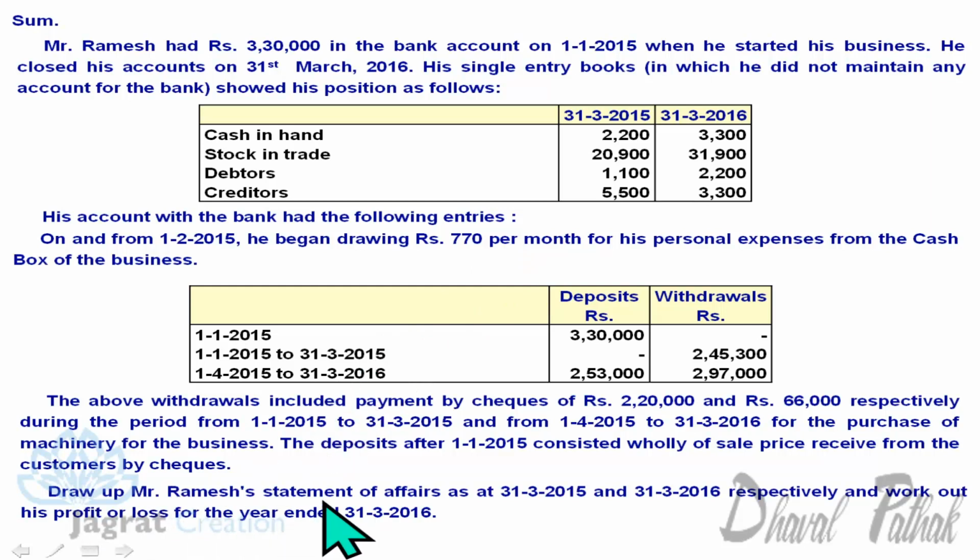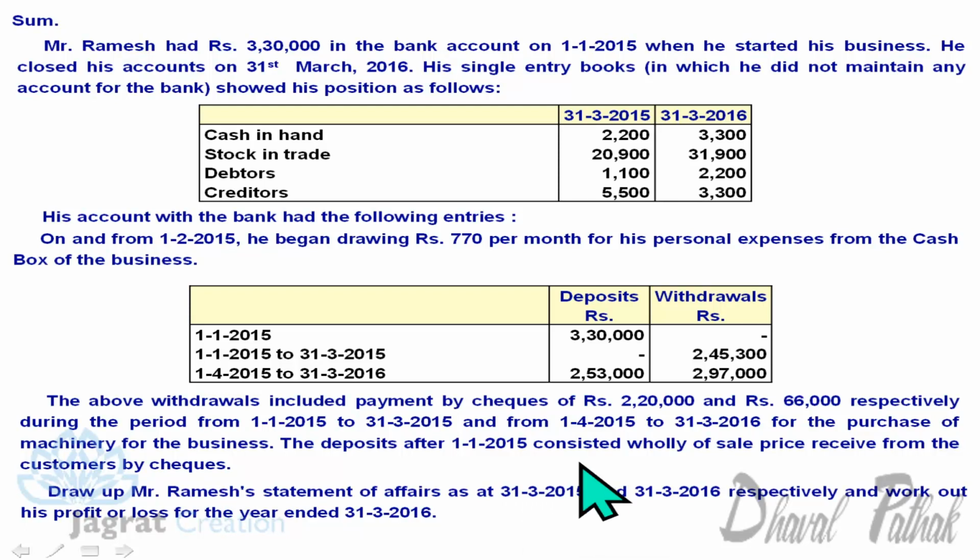Draw up Ramesh's statement of affairs as on 31/3/2015. So I am required to prepare a statement of affairs as on 31/3/2015. Similarly, I am also required to prepare a statement of affairs as on 31st March 2016. I have started my business on 1st January 2015. So the first accounting period is from 1st January 2015 to 31st March 2015. The next accounting period will be from 31st March 2015 to 31st March 2016.